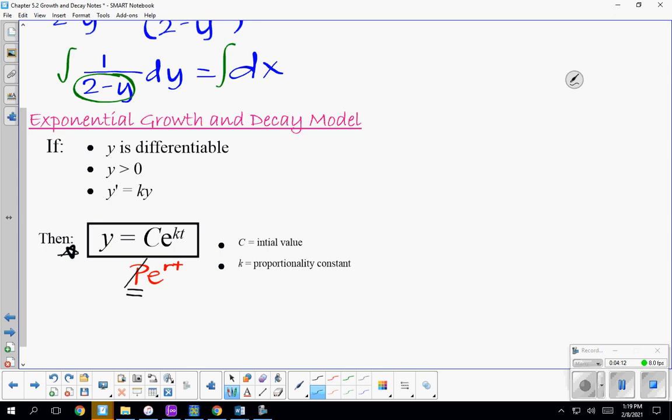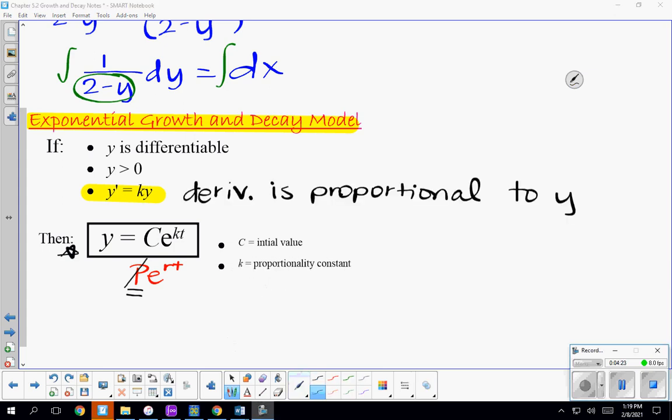And this is what we do anytime we see the words exponential growth and decay. Also, anytime they tell us that the derivative is proportional to the original. It could be written in words like this, or it could be written out in equation form. Anytime they say the derivative is proportional to y, that word proportional just means we're going to multiply it by a constant. That's how we make things proportional.